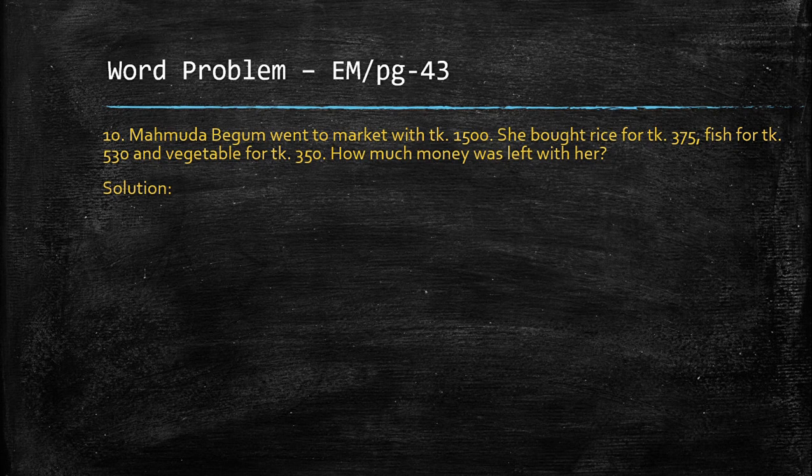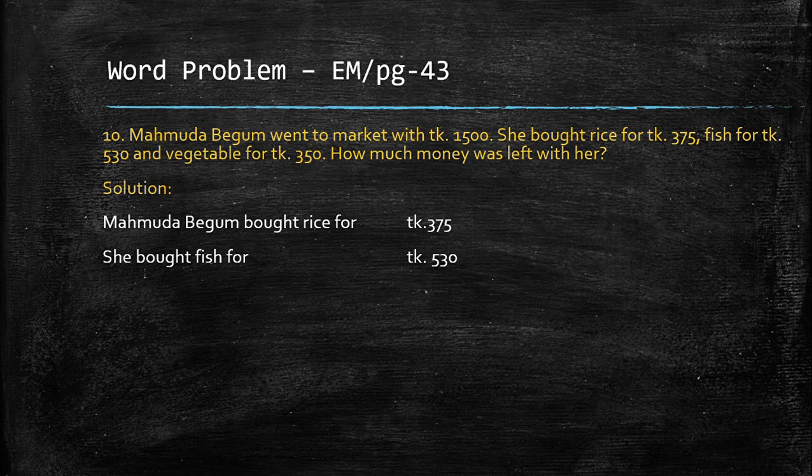Okay, let's go for the solution. So our first line is: Mahmuda Begum bought rice for taka 375. Now she bought fish for how much taka? 530, and we are writing here 530. And next she bought vegetables for taka 350. First we have to add all these three.